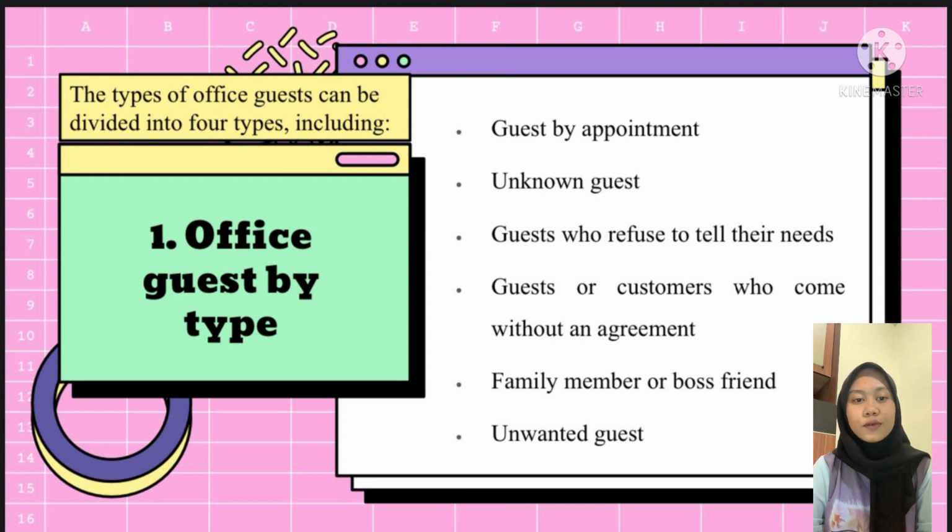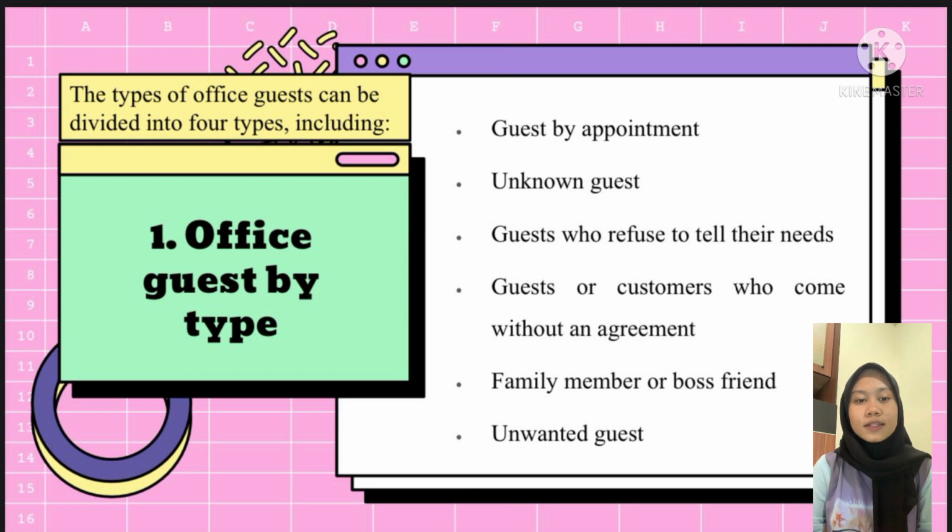Invite guests to fill out the guest form completely, explaining the reason why you are asking for it. Three, guests who are reserved about telling their needs. Even if the guest insists, treat them politely and kindly. Be tactical in prioritizing guest reception according to the needs, office situation, and the leader's busyness.